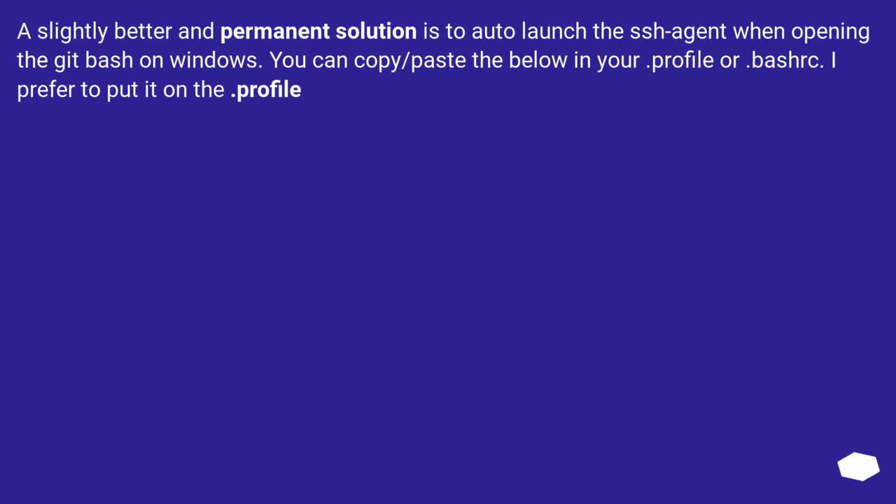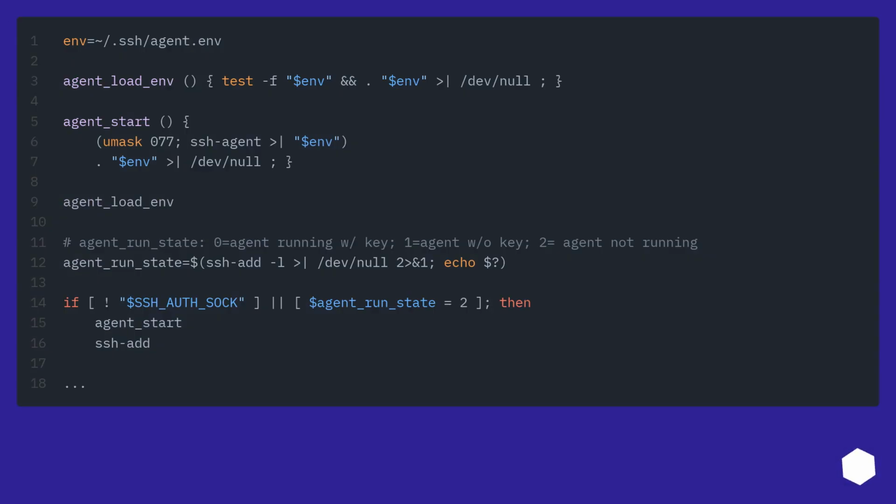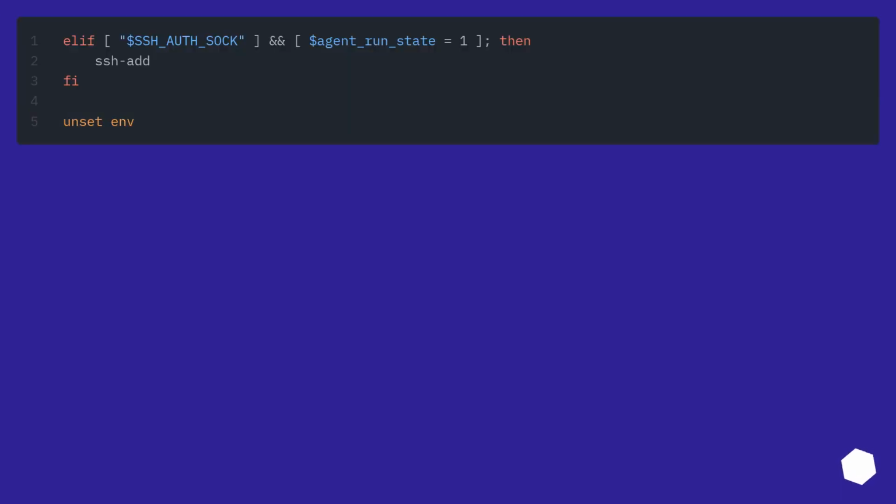A slightly better and permanent solution is to auto-launch the SSH agent when opening Git Bash on Windows. You can copy/paste the below in your profile or bash root. I prefer to put it in the profile. This solution was taken from this GitHub help article.